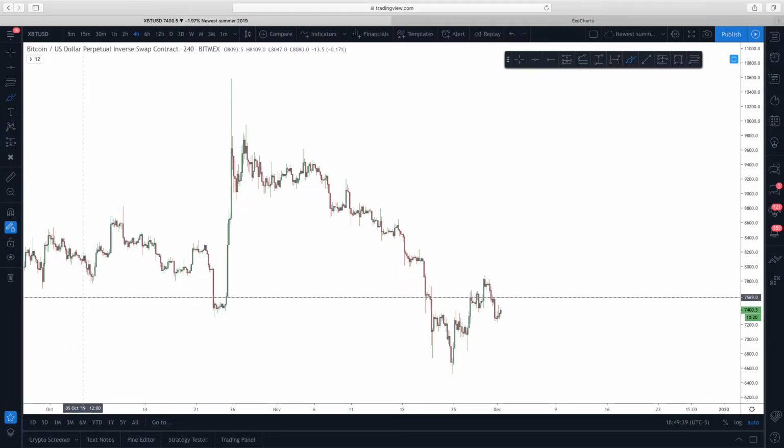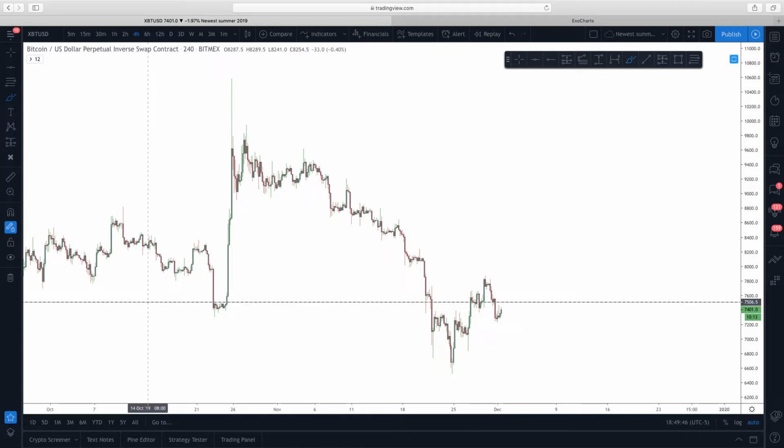So this is what we're confined with now. This is what we were confined with. We broke through that and we turned this area to some type of support.